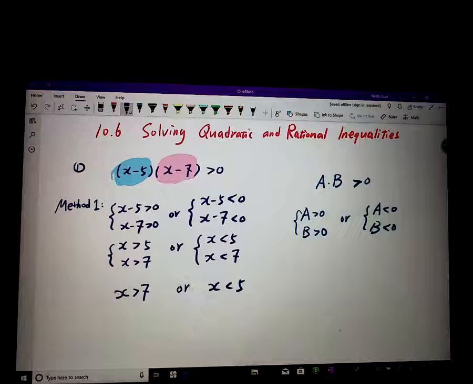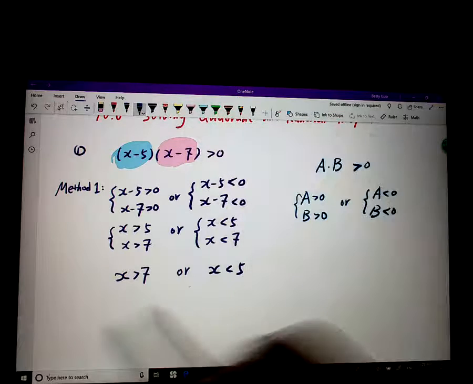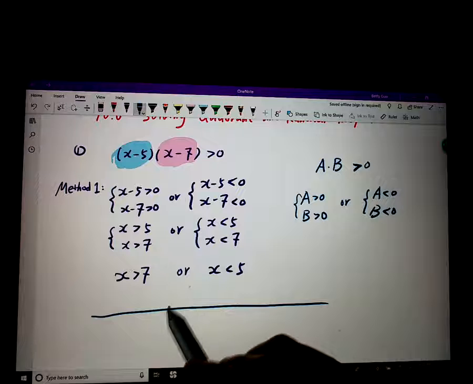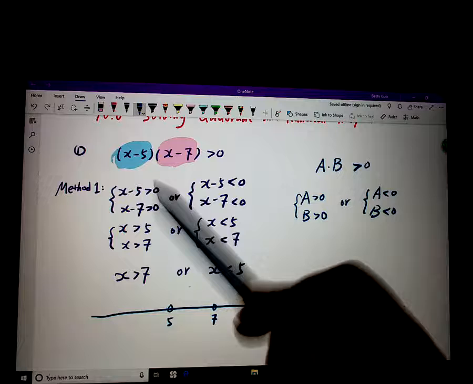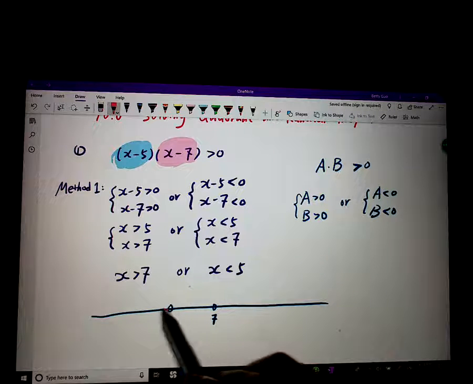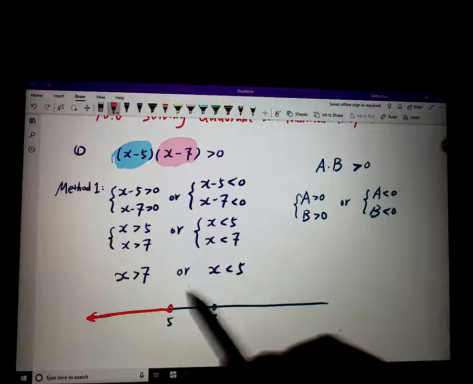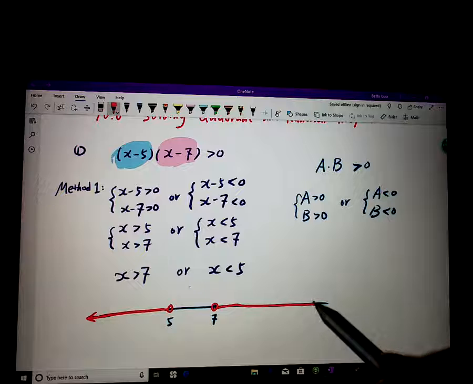Or here is the logical connective. We need to graph the solution set. This is the real number line. We have a 5 here, we have 7 here. The solution set of the inequality is all the real numbers less than 5, so all the real numbers to the left of 5, not including 5, or all the numbers bigger than 7, all the numbers to the right of 7, not including 7.